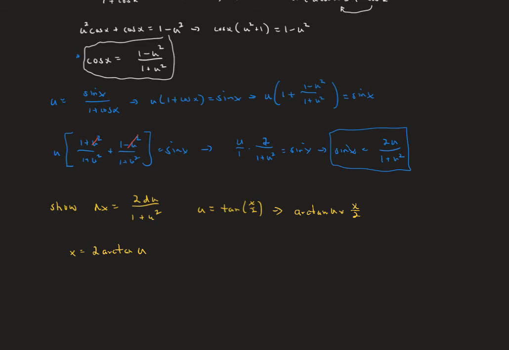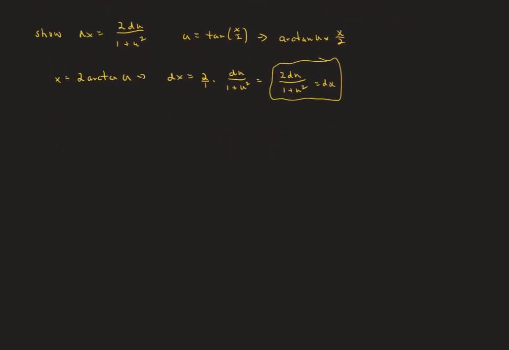So now if we differentiate with respect to x, we'll get dx on the left is going to be 2 times, and if you remember, the derivative of arctangent of u is going to be du over 1 plus u squared, and so that's our 2 du over 1 plus u squared. I'm going to rewrite it as equal to dx that we were after. Okay, so let's see how this actually works. So let's do an example here.